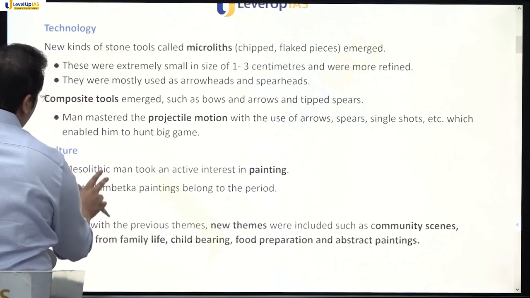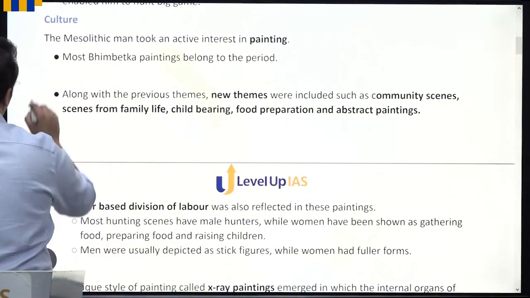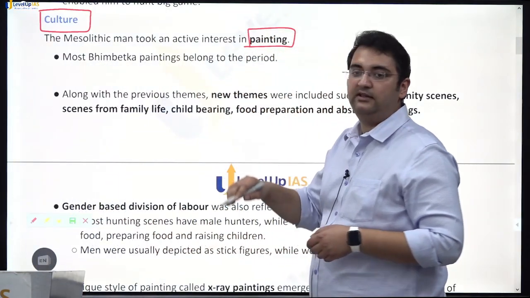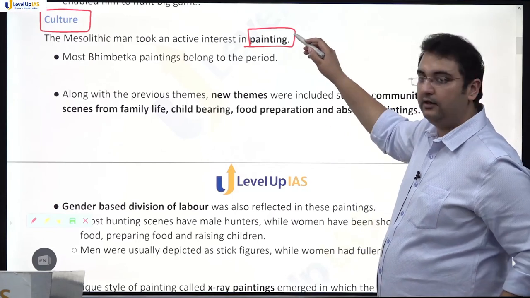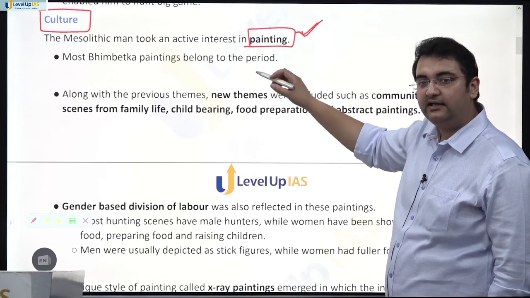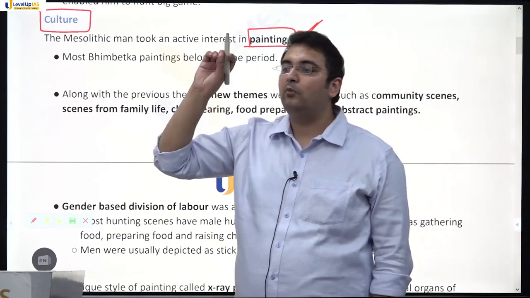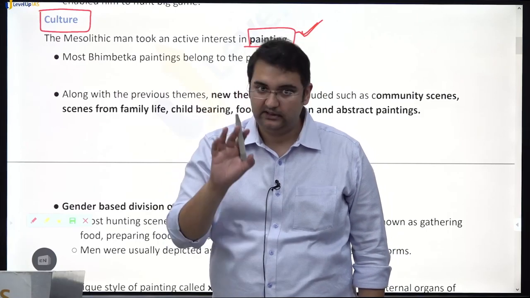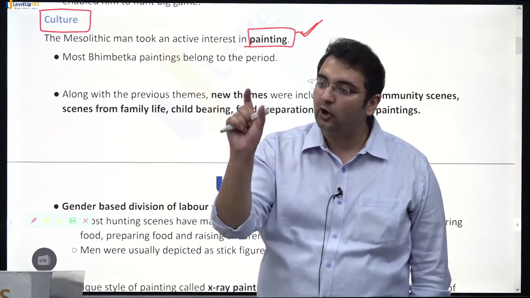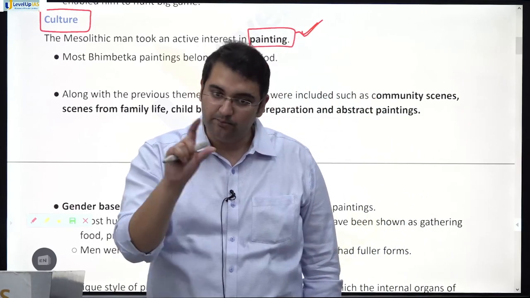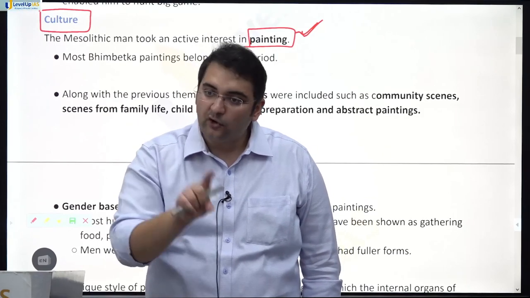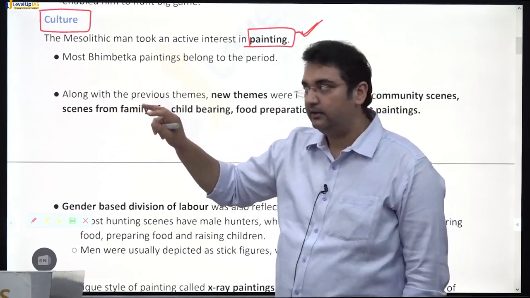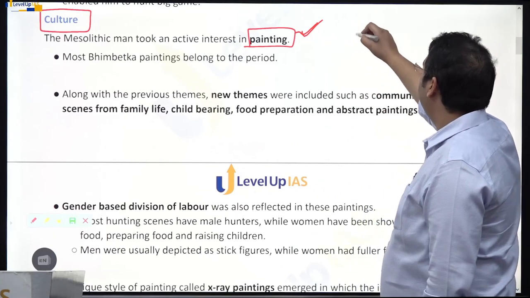Then talking about the further development of culture, once again painting continued to remain the most visible form of culture during the Mesolithic period. In fact, Mesolithic period was the most important from the point of view of the growth and diversity of rock paintings. Okay? If you are going to talk about rock paintings, you cannot forget about the Mesolithic period. The volume of rock paintings and the diversity both increased exponentially during this period. Okay? The Bhimbetka caves.